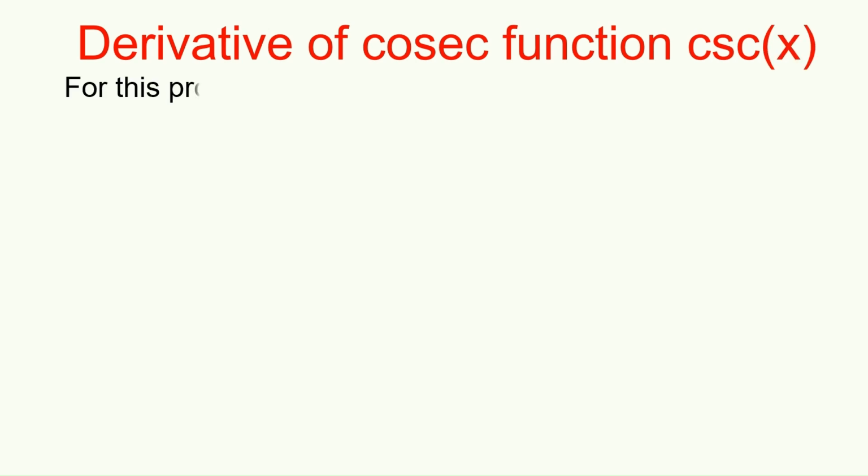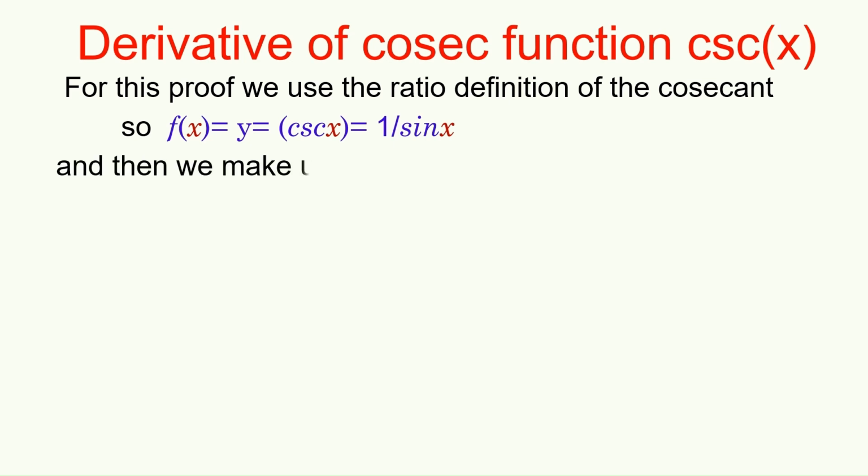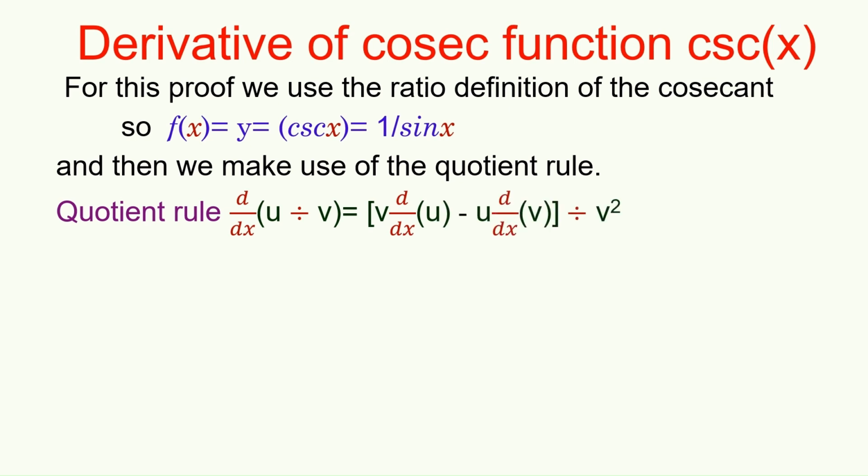Derivative of cosecant function cosec x. For this proof, we use the ratio definition of the cosecant. So f(x) = y = cosec of x = 1 divided by sine of x. And then we make use of the quotient rule. Quotient rule: d/dx (u divided by v) equals v times du/dx minus u times dv/dx, divided by v squared.